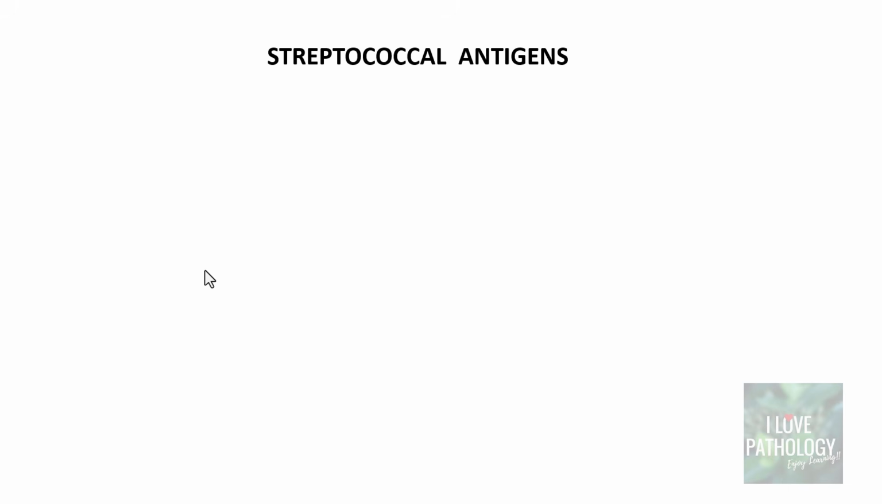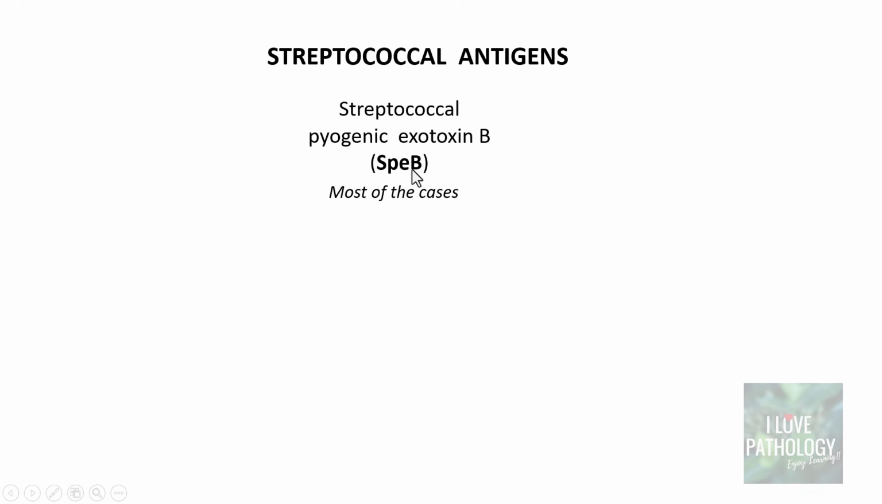Now for an immune complex to be formed, the most important thing is an antigen, right? What is this antigen from the streptococci which is important? The most important antigen is the streptococcal pyogenic exotoxin B, which is SPEB. In most cases of post-streptococcal glomerulonephritis, it is found that this antigen is the one which results in the formation of immune complexes.